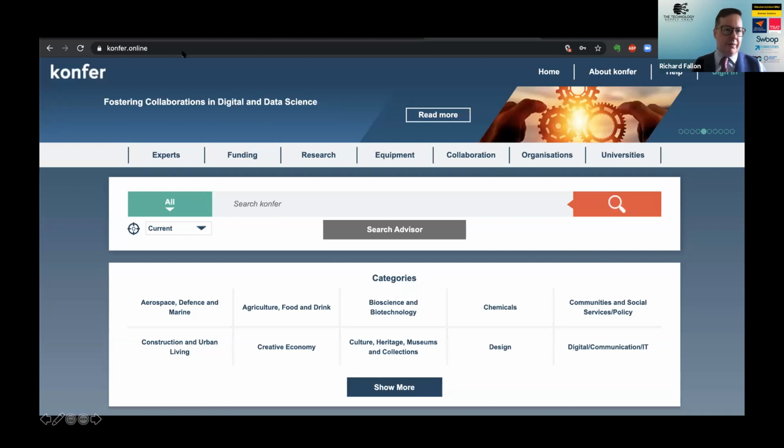And the final thing I want to mention is have a look at this website, confer.online. That will help you find support from all over the UK. You can put in whatever you're interested in, and it'll come back with something. All I would say with that is you do need time. You need about an hour. There's way too much information on there. You're going to have to wade through things, but it's worth having a look at if you're looking for support.